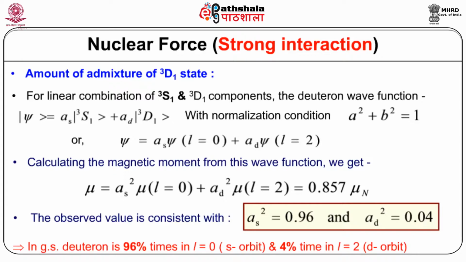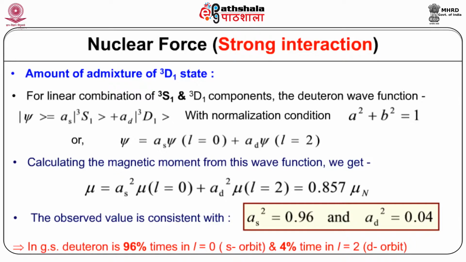So what we have done here is we have basically made the ground state wave function of the deuteron, which includes the components from L is equal to 0 and L is equal to 2, and using this wave function we have found the expectation value of the magnetic moment, and equated that expectation value to 0.857 mu_n.